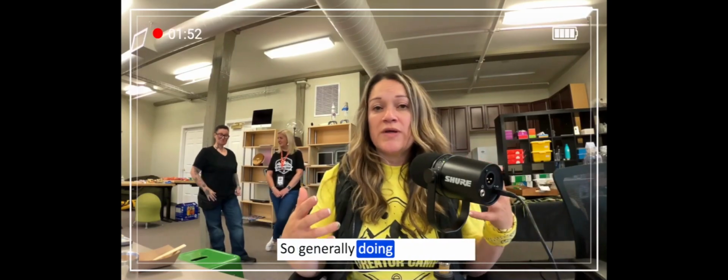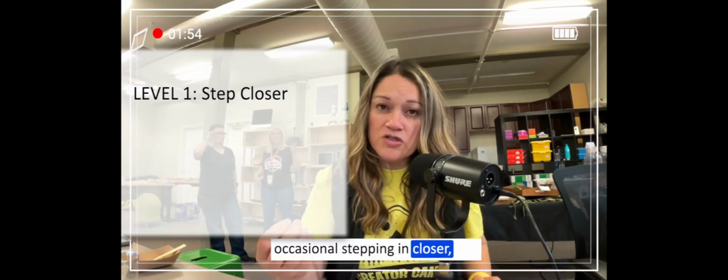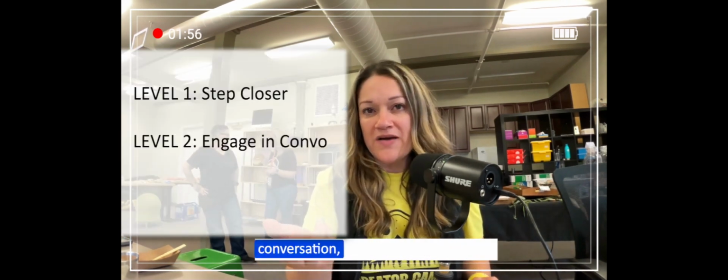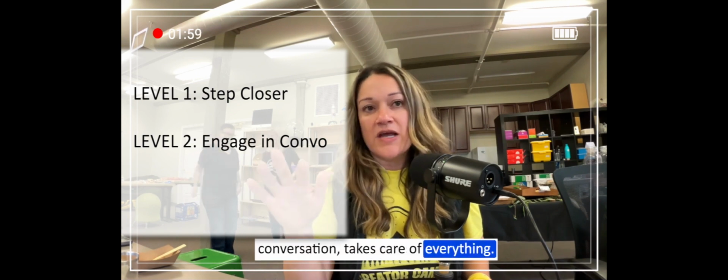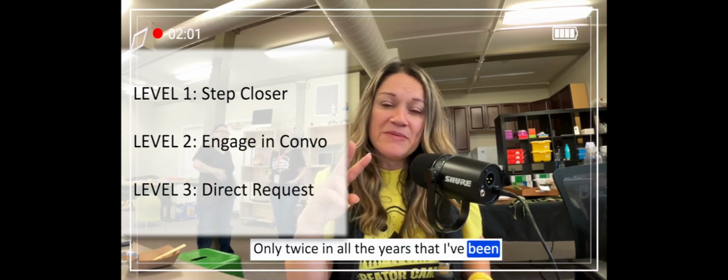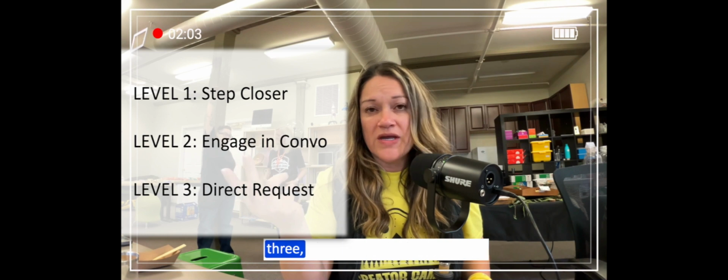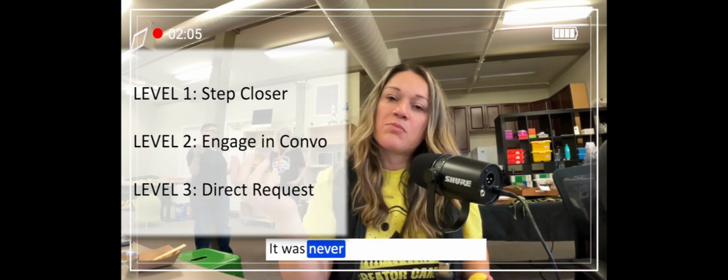So generally doing that and the occasional stepping in closer and level 2, engaging people in a direct conversation, takes care of everything. Only twice in all the years that I've been teaching have I ever had to go to level 3, and that was the end of that. It was never a problem afterwards. But if I do see a pattern, I think the right thing to do would be to approach them and have a private conversation about it and just chat about why presence is important.